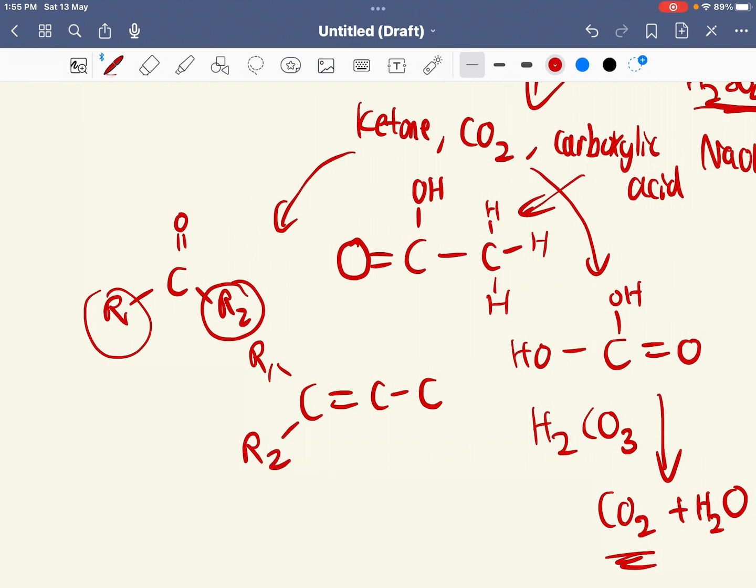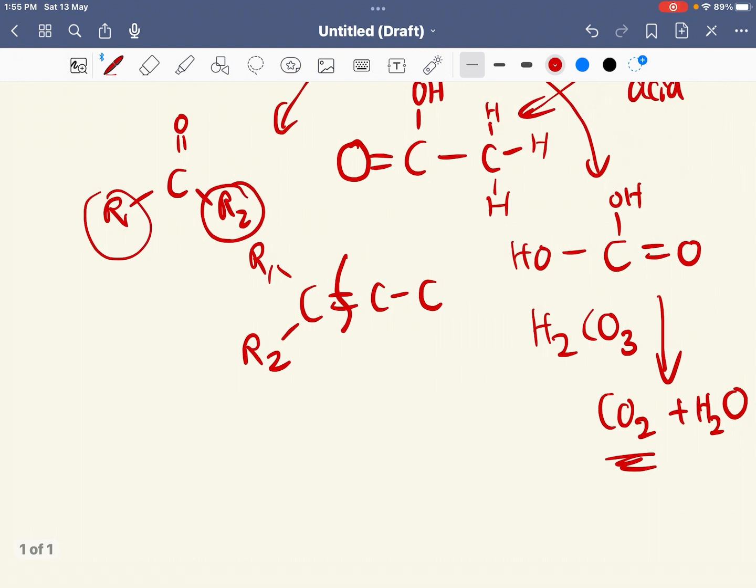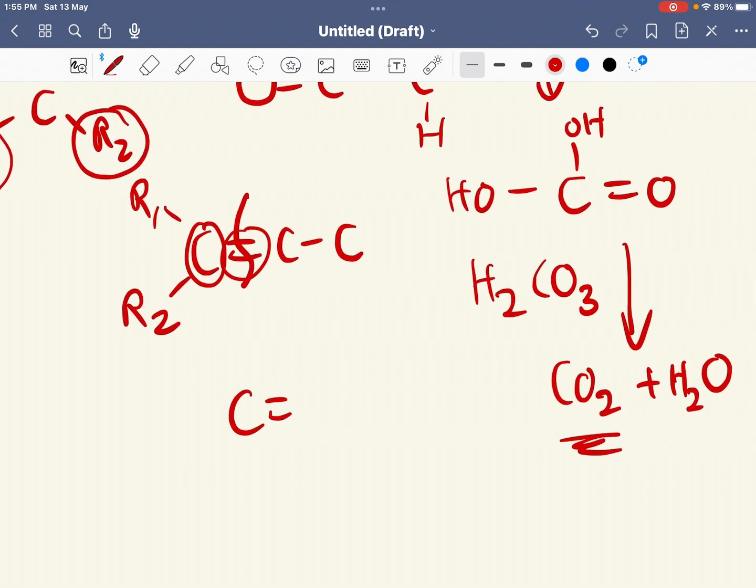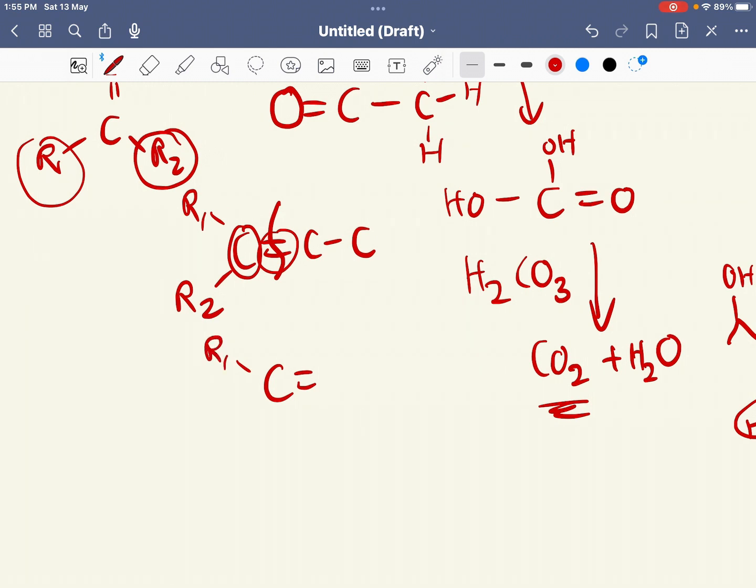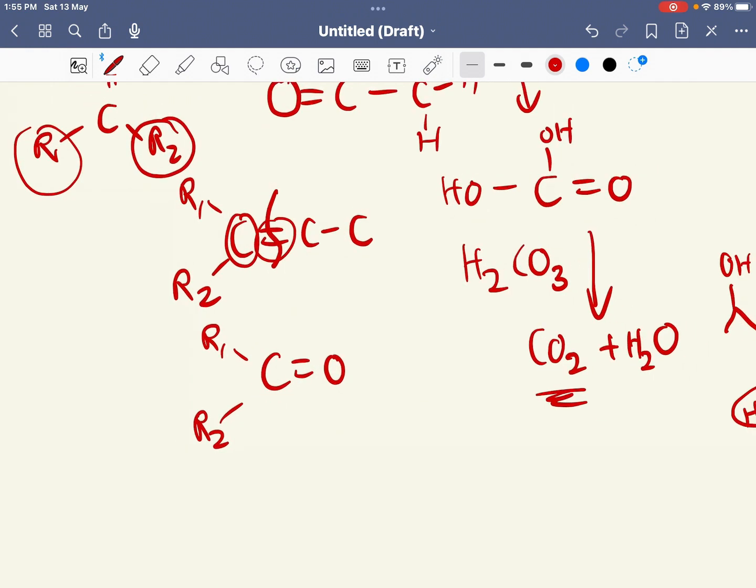But in this case, I have 2 R groups. So in this case, I'll break the bond, because there's no hydrogen atom attached to this carbon that's bonded to the C=C double bond, so I cannot form a carboxylic acid, nor can I form a carbonic acid. So what I'll do is retain my alkyl groups. Like I said, I don't add anything to the alkyl groups. I only add to the double bond in this case, which is the O atom. So that's how we form a ketone.